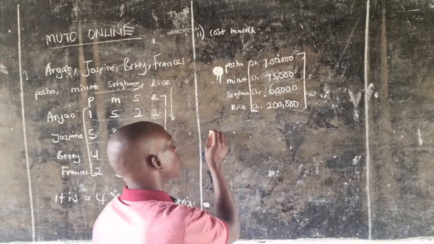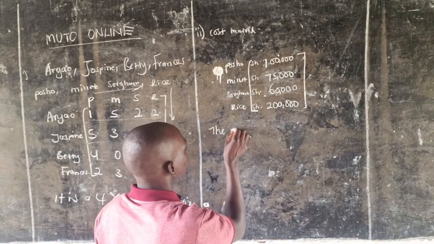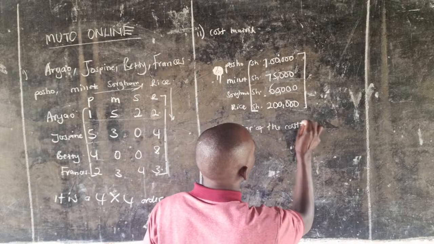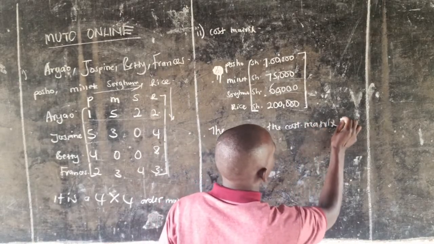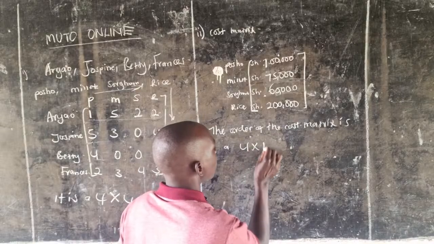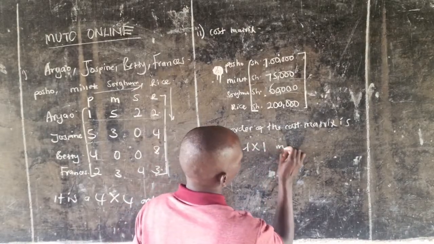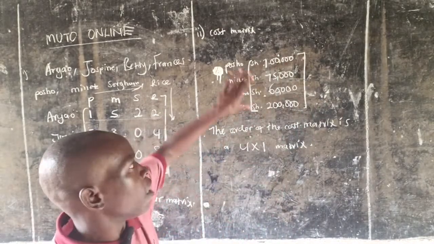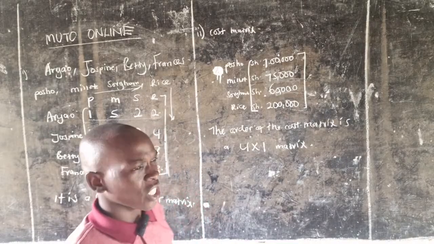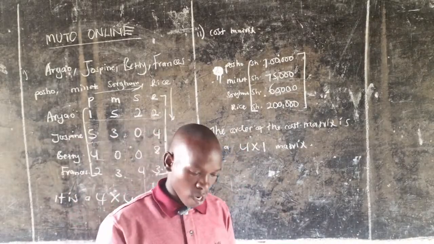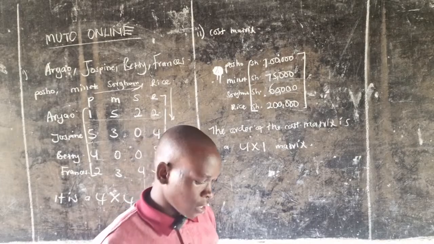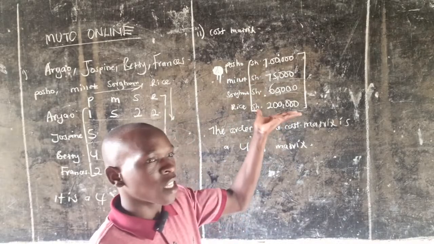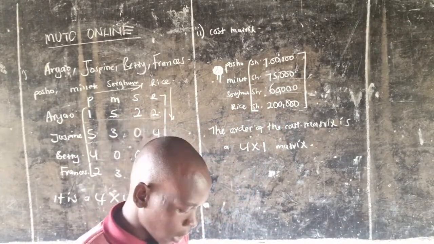So that means the order of the cost matrix is a 4 by 1 matrix. You see that there are 4 rows and then 1 column. So the order becomes a 4 by 1 matrix. So that is the matrix that summarizes the cost expensed. In other words, this is the cost matrix, and then this is called an item matrix.